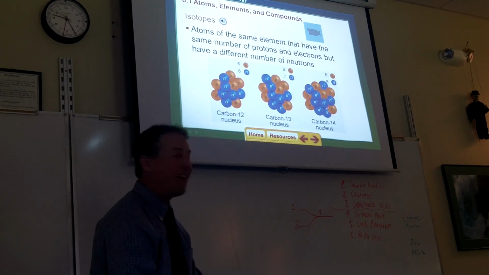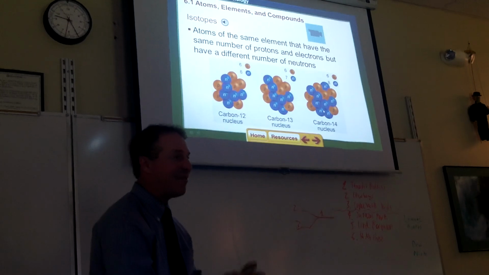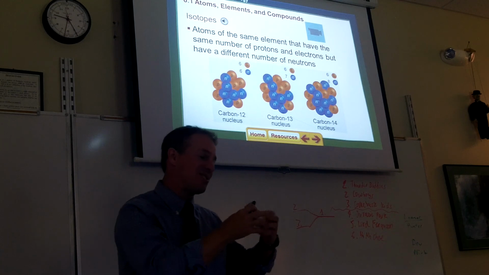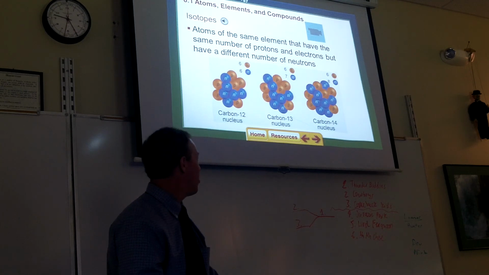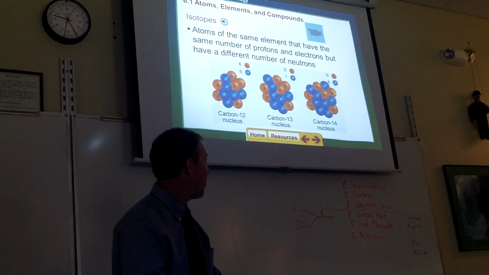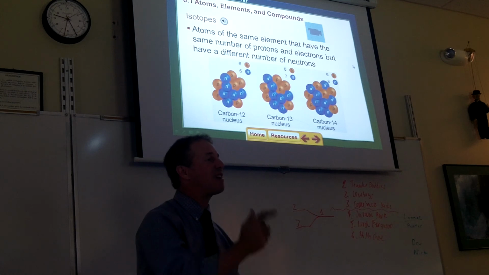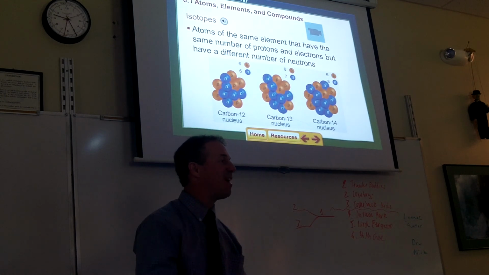Carbon-14 tends to be radioactive. The nucleus is a little too big. There are too many neutrons, so the nucleus will tend to fall apart. Every once in a while, a neutron will just shoot off of there, or even differently, a proton will just shoot off of there. You have some radioactive carbon-14 in your body right now.